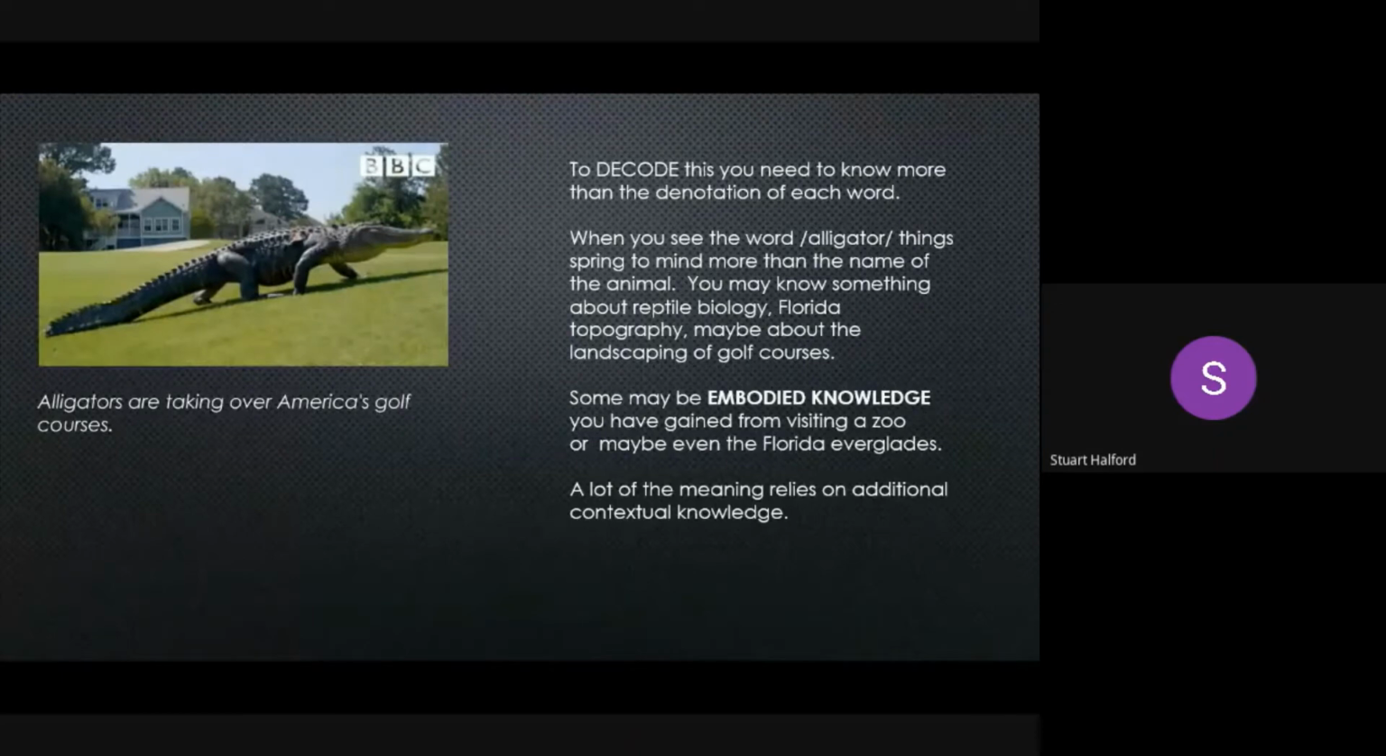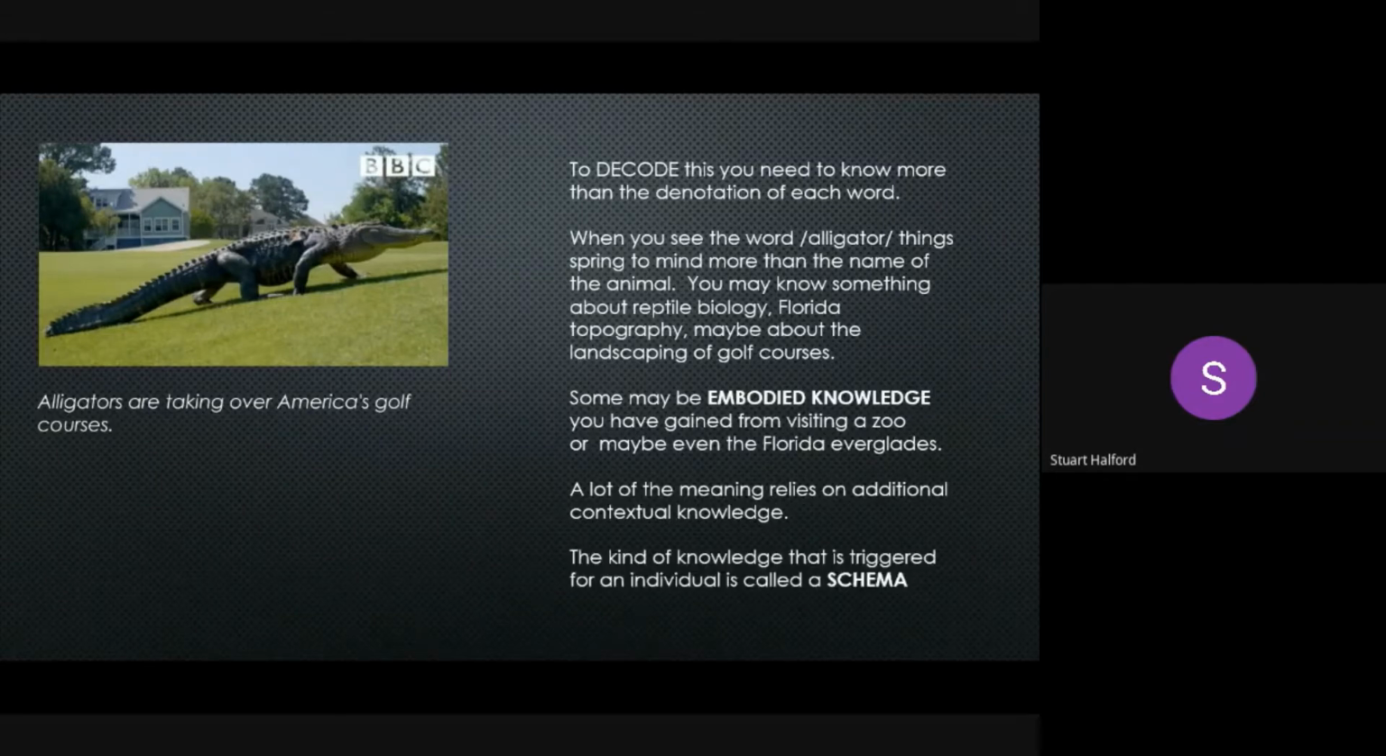But a lot of the meaning of that word alligator, certainly in this instance, relies on a range of contextual knowledge. The kind of knowledge that's triggered for an individual is called a schema. So we know golf courses aren't the usual habitat for alligators, and we know we don't usually play golf in swamps, bayous, or Everglades.